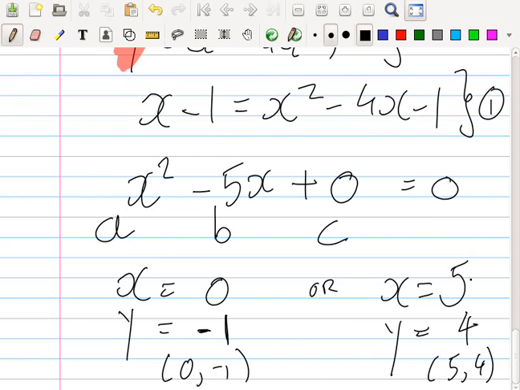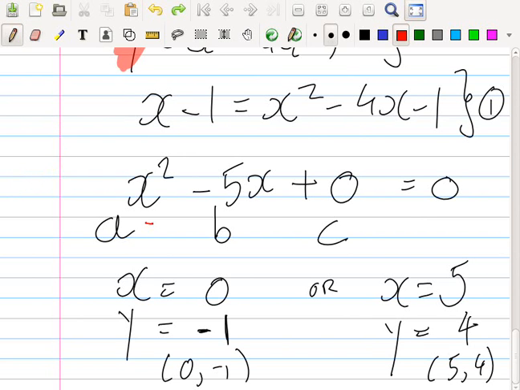Question, yeah? How do you know if the x equals 0? Well, here I just use the quadratic formula. But if you don't want to use the quadratic formula, you can factorize. So here you have x times x minus 5 equals 0. That's one way to do it. Okay. Either factorize or quadratic formula.